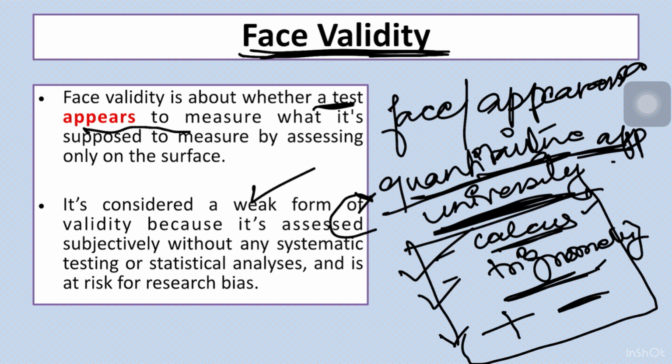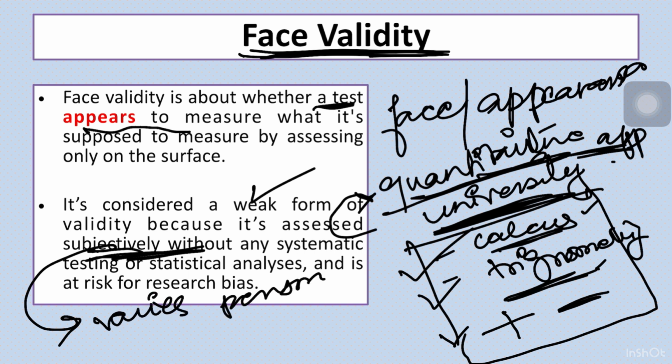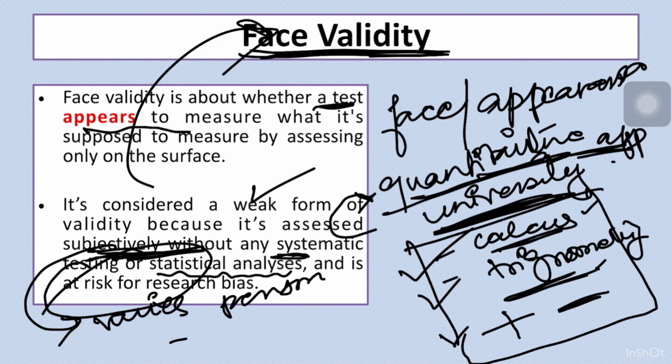Now, this is the weakest form of validity. I told you one thing. Second thing is that it is based on subjectivity. Subjectivity means it varies from person to person. Why? Because for me, certain questions should be included in the questionnaire, and another person may say these questions are not important and some other type of questions should be included. So this is subjective in nature, and it is not based on any statistical analysis, right? Thus there is a lot of risk in face validity.